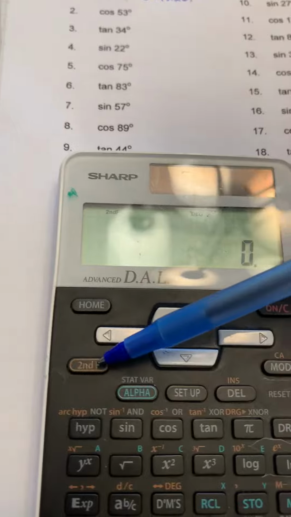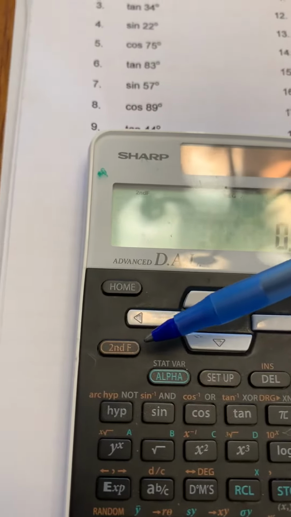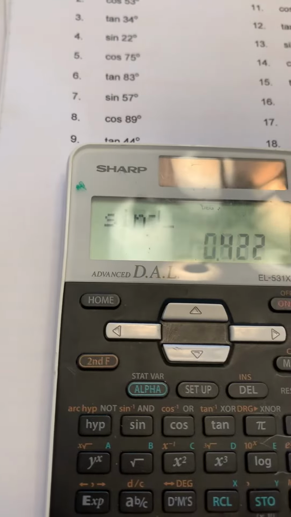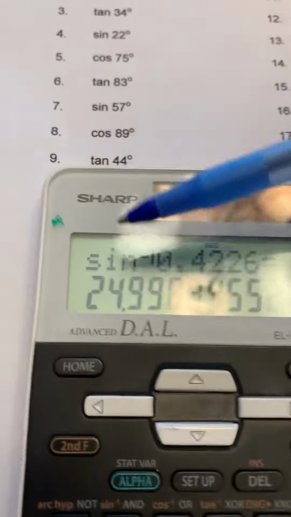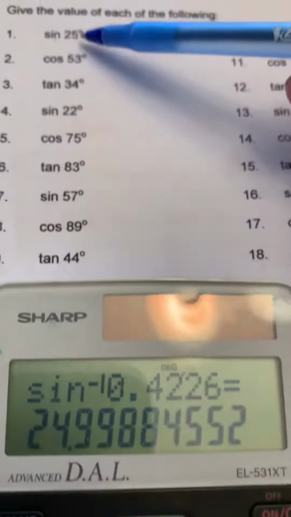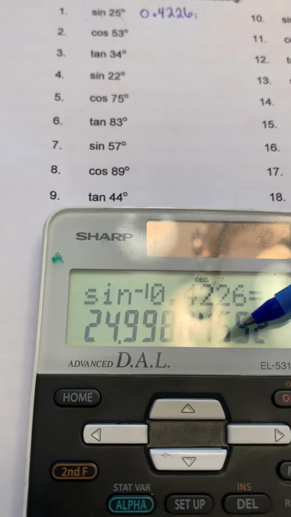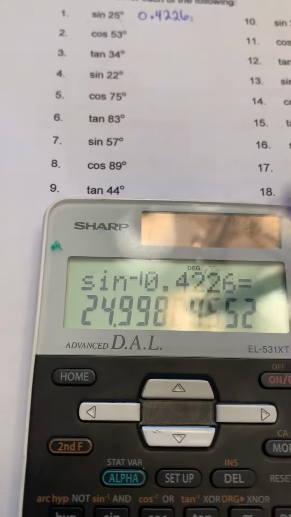Sometimes it'll say second function, sometimes your calculator will say shift. Second function sine, and then you're going to give it the degrees. And you see how we got 24.99, which is a 25-degree angle because I rounded to the 10,000ths. So you might want to practice that on your calculator to get comfortable with that.